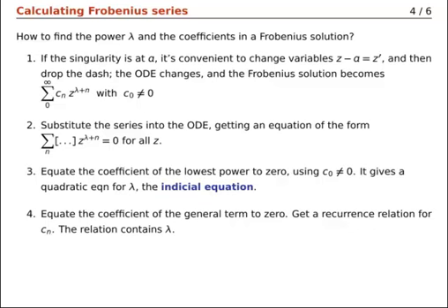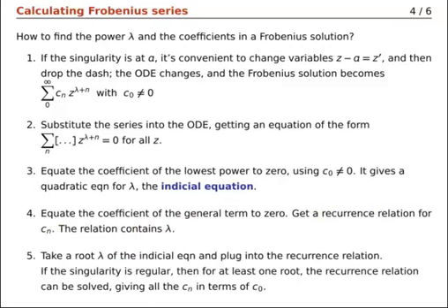So we've dealt with the lowest power. Now equate the coefficient of the general term to 0. And what you get is a recurrence relation for the coefficient Cn. And a recurrence relation is an equation that expresses Cn in terms of lower order coefficients. So it might express Cn in terms of Cn minus 1 or Cn minus 2. And the point about that is that it enables you to find all the coefficients just from the first one or two coefficients using the recurrence relation. And notice that the relation contains the index lambda.